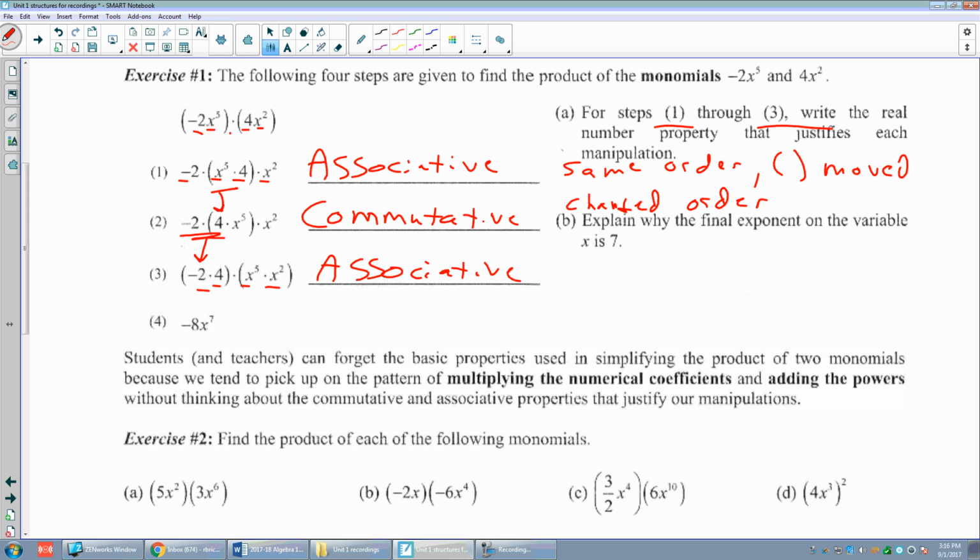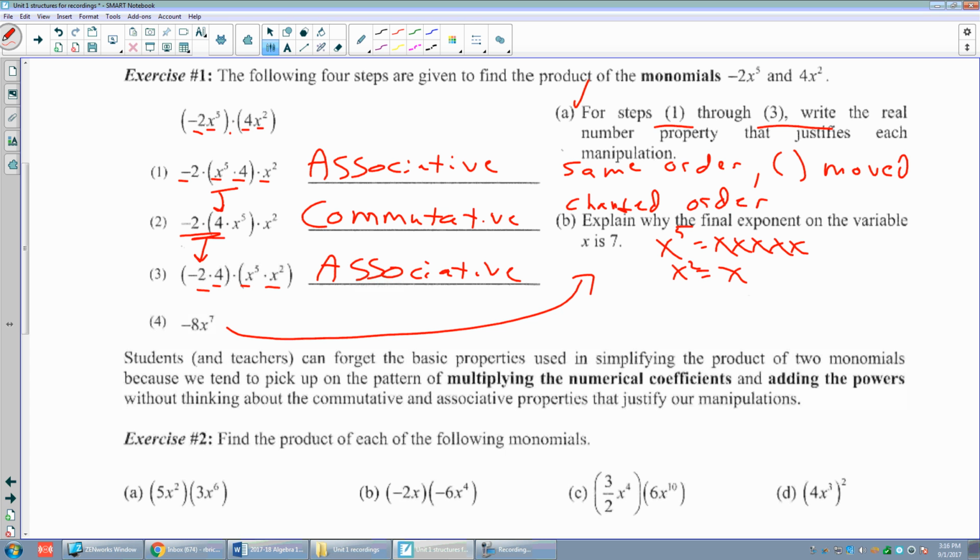Explain why the final exponent in the variable is 7. Yep, there we go. We did part A, check. Now we're doing part B. Explain why the final exponent of the variable is x to the 7th. Let me see. X to the 5th really equals 1, 2, 3, 4, 5. And x squared, get rid of that. Don't want to write down anything incorrect mathematically.